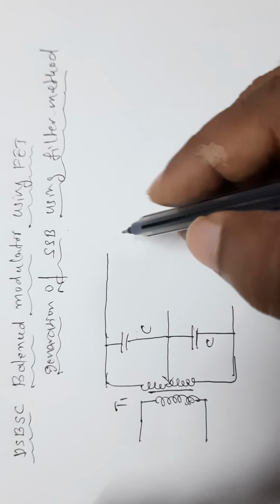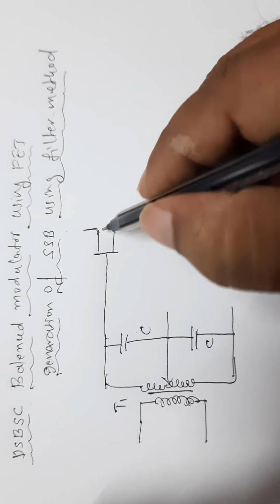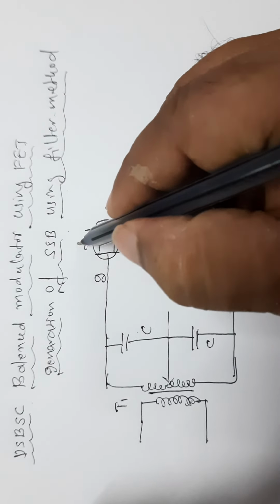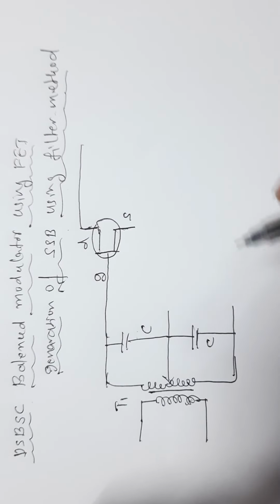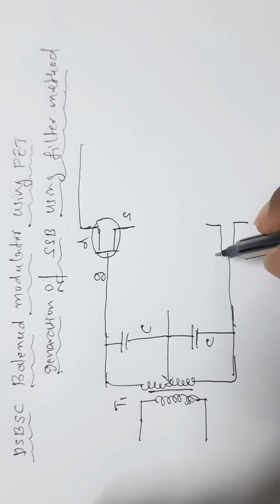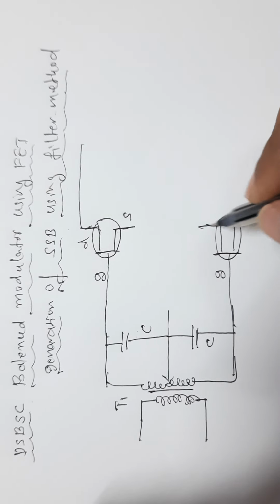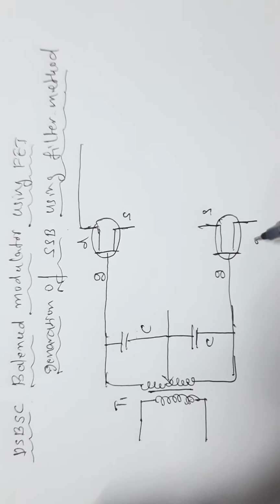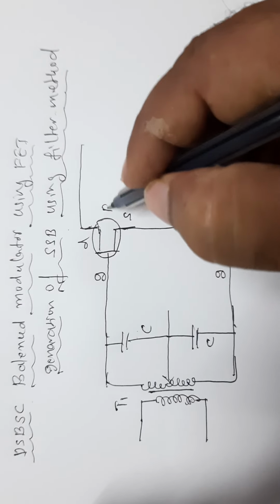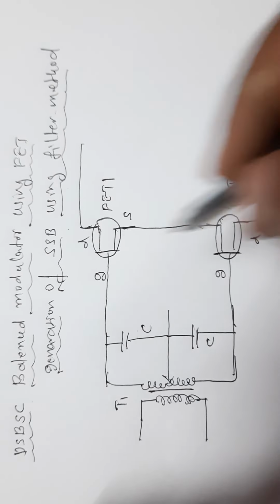Then two FETs. This is the symbol of FET. This is the source, this is the gate, and this is the drain of FET. Another FET: this is the symbol representation of FET. This is gate, this is source, and this is drain. Assume that FET1 and FET2 are exactly identical.